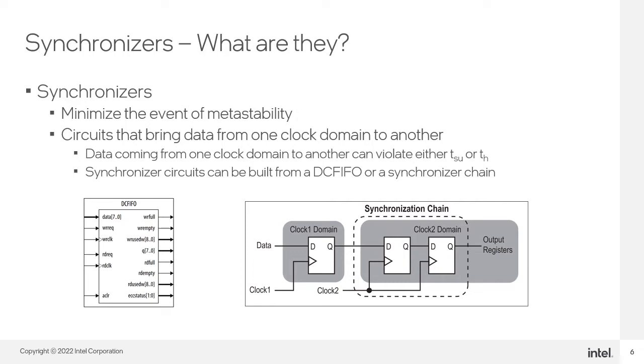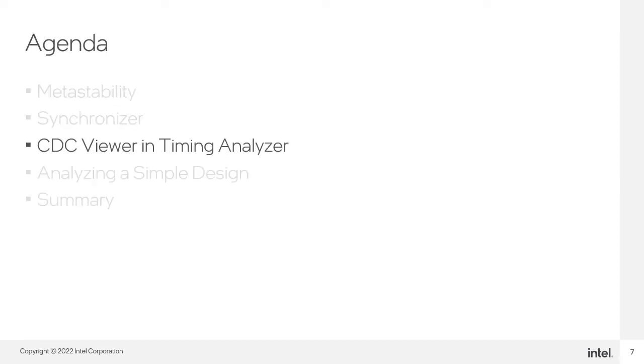Figure shows an example synchronization chain of length 2, assuming the output signal feeds more than one register destination. The metastable signal must resolve in the chain before the output signal is captured by multiple design registers. Next, I will go over the CDC Viewer found in Timing Analyzer.